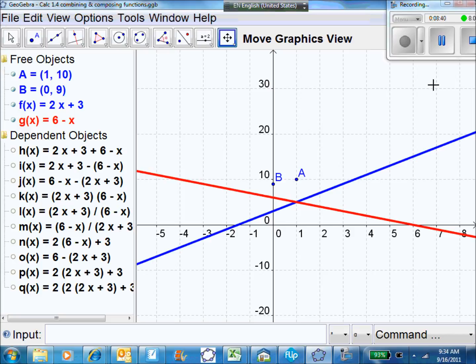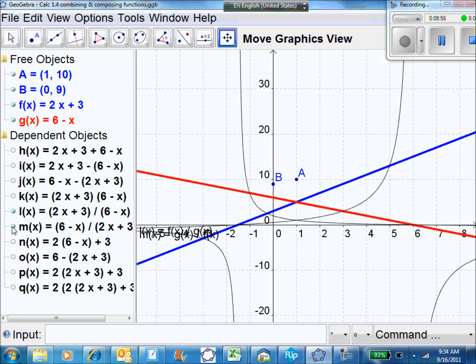It can't be 6. Sure enough, it can't be 6. And that's the vertical asymptote. What if we just divide the other way, though? Same thing? No, it's a much different function if you divide the other way.